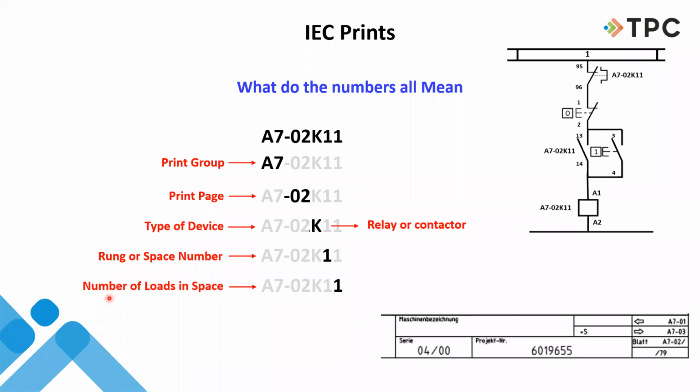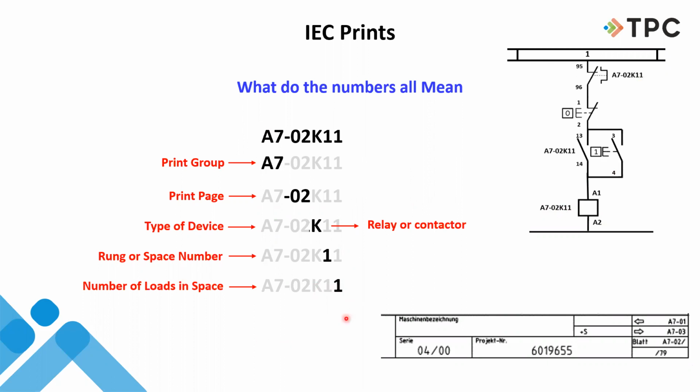And this is the number of loads in that space. So some rungs or spaces have enough room that I might have 2 or 3 different loads in the same rung. So this is saying it's just got 1, and there it is. Here's my load again. So it's giving me information. Typically, their numbering systems are all trying to take you back where things are so that you can find them.